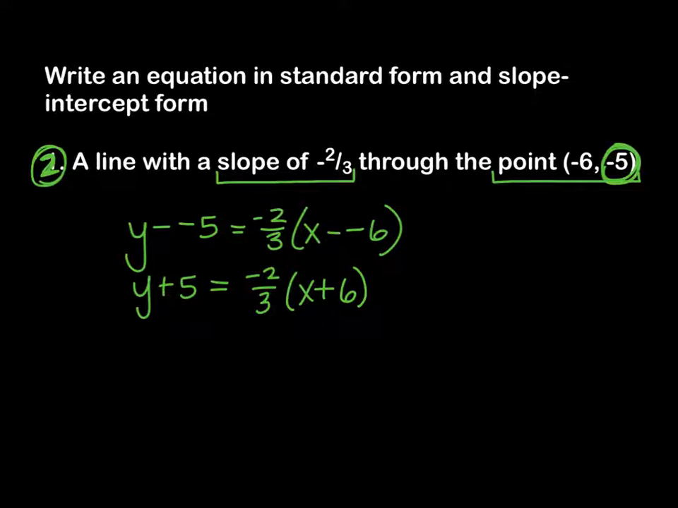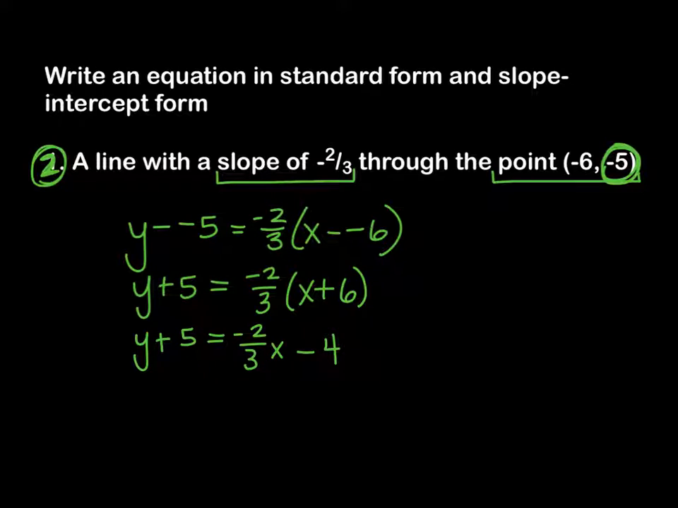So now they want us to do two things, standard form and slope-intercept form. Either way, I'm going to have to distribute first. So I'm going to distribute that -2/3, y plus 5 equals -2/3 x. Remember, the top is multiplication and the bottom is division. So that's going to be -12/3, which is going to simplify. Let's just write that as -4.